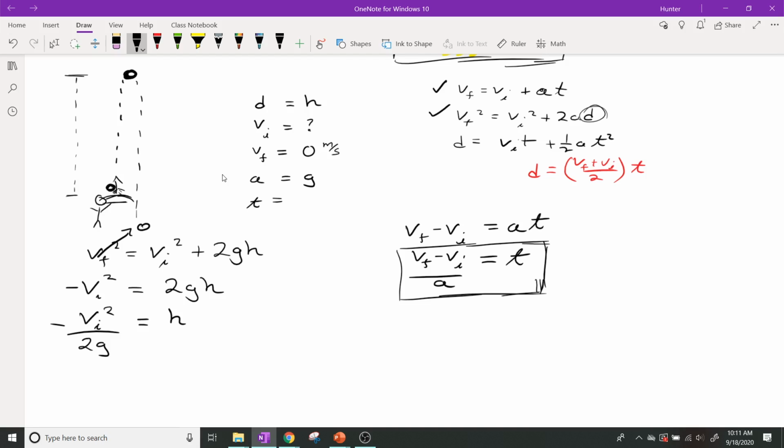So I could tweak this a little bit, and I could say this is really negative vi over g is equal to t, right? And if I were solving for negative vi, wouldn't that be equal to gt, gravity times time? Oops, I said gravity times time, and then I squared it randomly. Okay, just random squaring, no big deal.